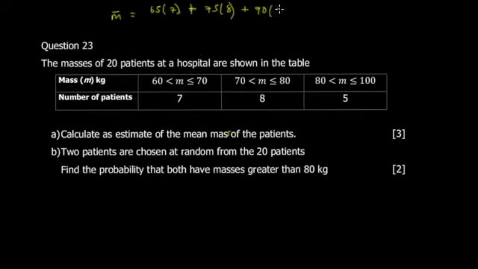90 multiplied by what? By 5. Then divided by the total frequency. The total frequency is 20. So 7 plus 8, that's 15, plus 5, that's 20. So you can get this as a train, or you can just try to divide beforehand.